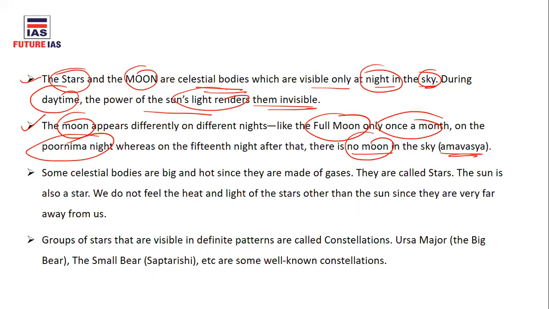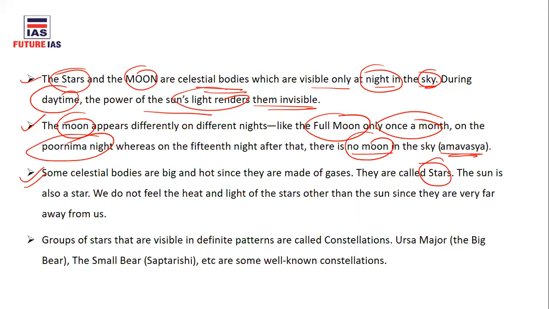Now these celestial bodies are big and they are hot also, because they are made up of gaseous particles. That is why they are hot and big enough. Such celestial bodies are called stars. Since the stars consist of hot gaseous particles, they have their own energy and their own light. The sun is the classic example, which is also called a star, isn't it?